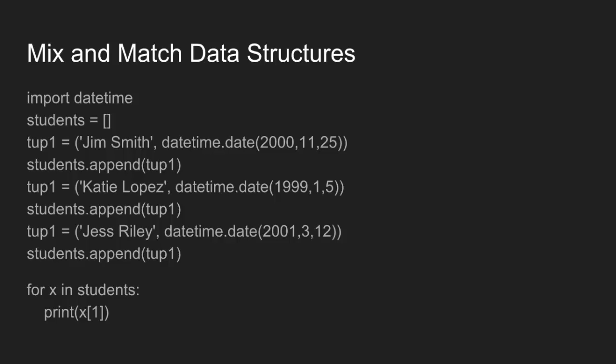So we append that tup to our students list, and we create another tup, and then we create another tup. So we do this 3 times, and we append it to the students list each time. And at the very end, we have a list of tuples, and the tuples have 2 elements each. One is a name, and one is a date. And when we want to iterate through the students, we can print either the first element or the 0 element, whatever we want, or both elements.